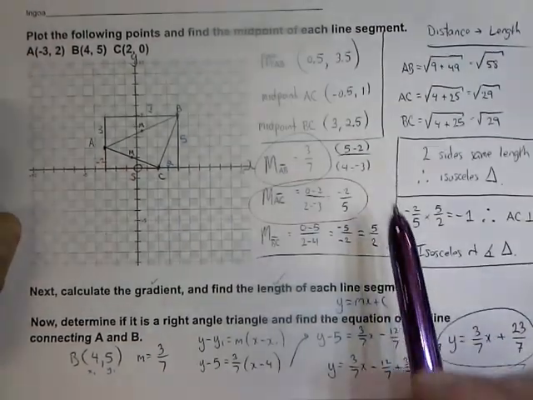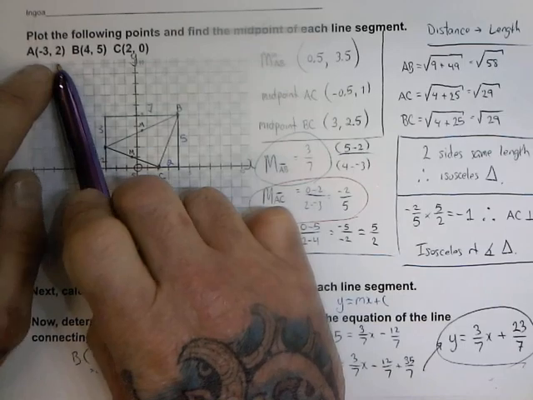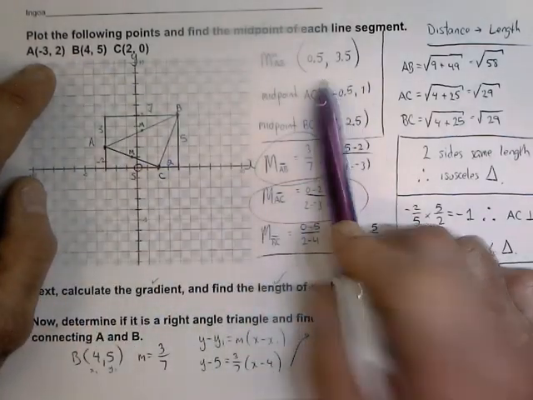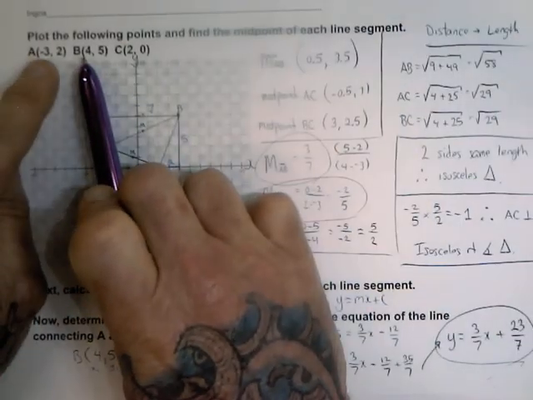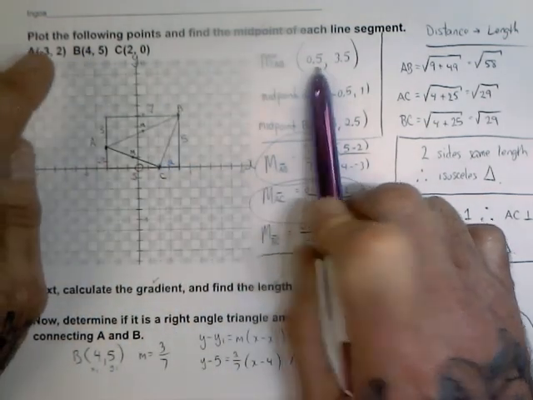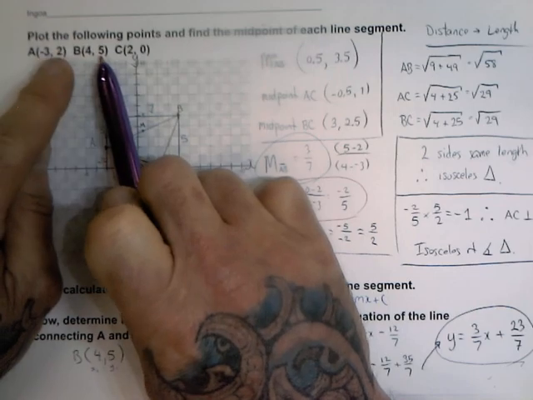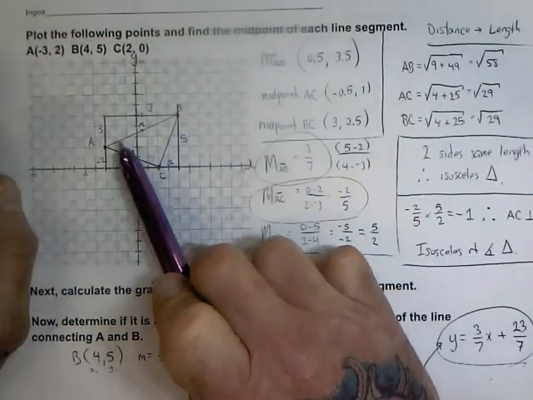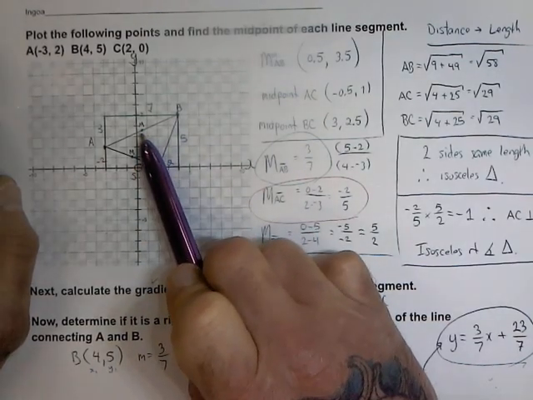Okay, first off, we're going to find the midpoint of A to B. A is (-3, 2) and B is (4, 5). When we're finding that midpoint, all we're doing is averaging the x values. -3 plus 4 is 1. Cut that in half, we get 1/2. Same thing for the y values. 5 plus 2 is 7. Cut it in half, 3.5. So the midpoint of A to B is (1/2, 3.5).